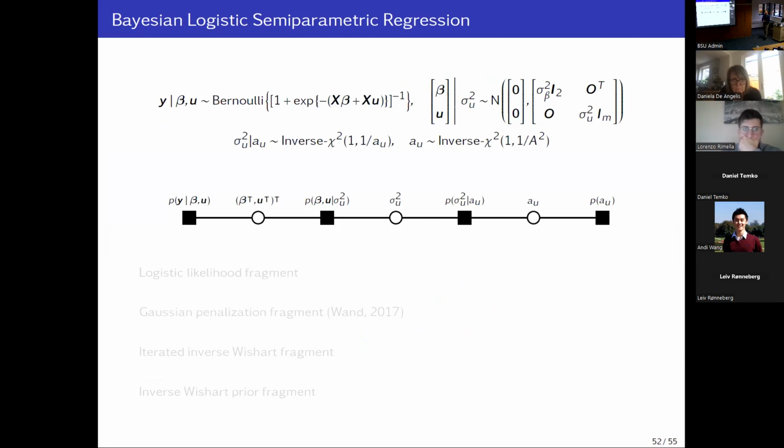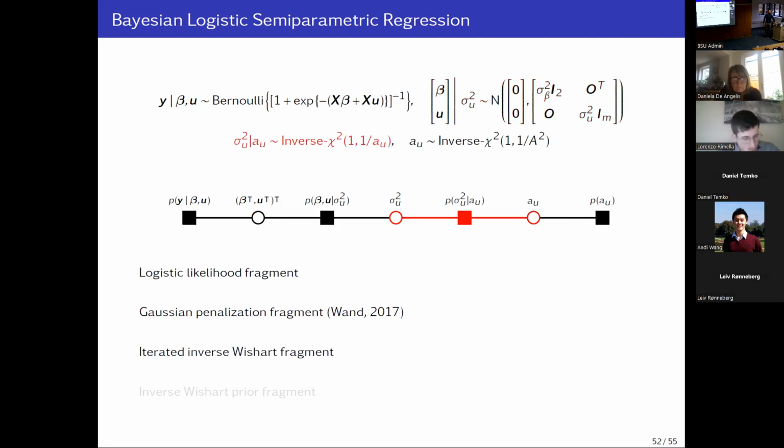We're able to determine our logistic likelihood specification. But now we have all the tools that we needed, for instance, if we want to extend this to semi-parametric logistic regression. So that's what the model looks like up the top there. Notice now that we have these fixed effects and these random effects like we had in the Gaussian semi-parametric regression problem. So we have our logistic likelihood fragment, which we just derived. We have our Gaussian penalization fragment, which we've gone over a couple of times now.